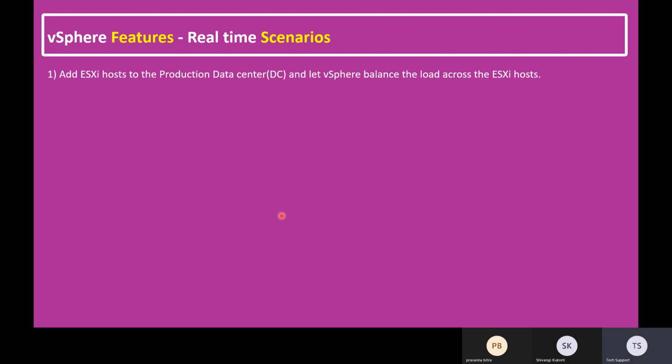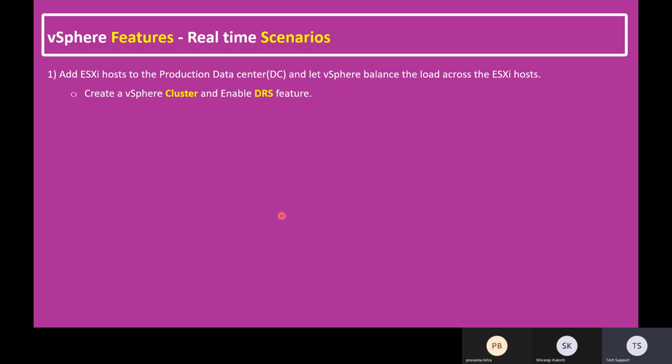They want to add the ESX host to production data center, and within the vSphere, they want to balance the load across the ESX host. So which is the recommended vSphere feature for this scenario? DRS. Yeah, we require a DRS, distributed resource scheduler. Good. So we can create a vSphere cluster and enable a DRS feature to balance the load among the ESXi host.